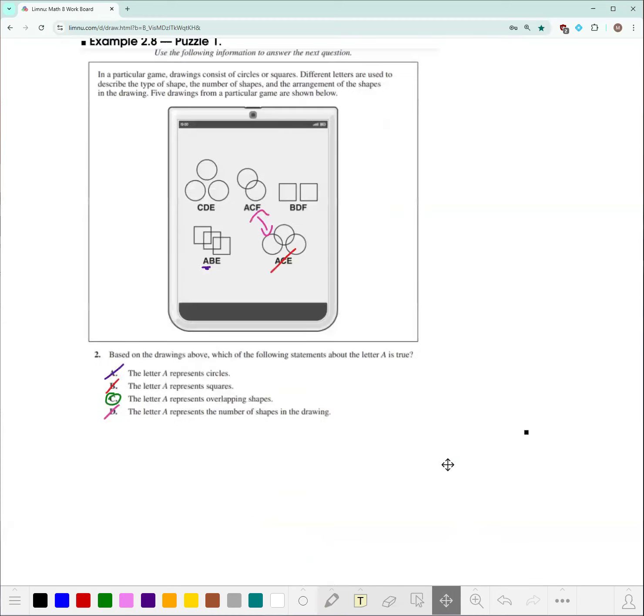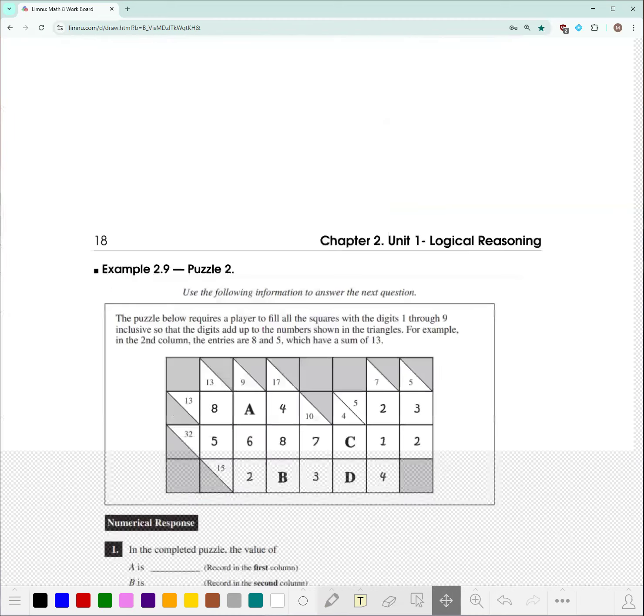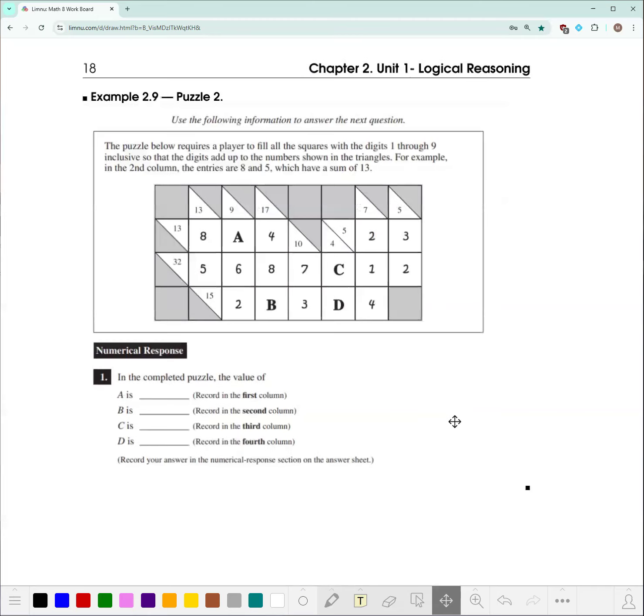Now, one thing that's more common though for logic is that they'll put it in a numeric response question. So you actually have to do a little more thinking. You can't just use simple logic to dismiss things. The puzzle below requires the player to fill in the squares with the digits 1 through 9 inclusive, so it includes 1 and 9, so that the digits add up to the numbers shown in the triangles.